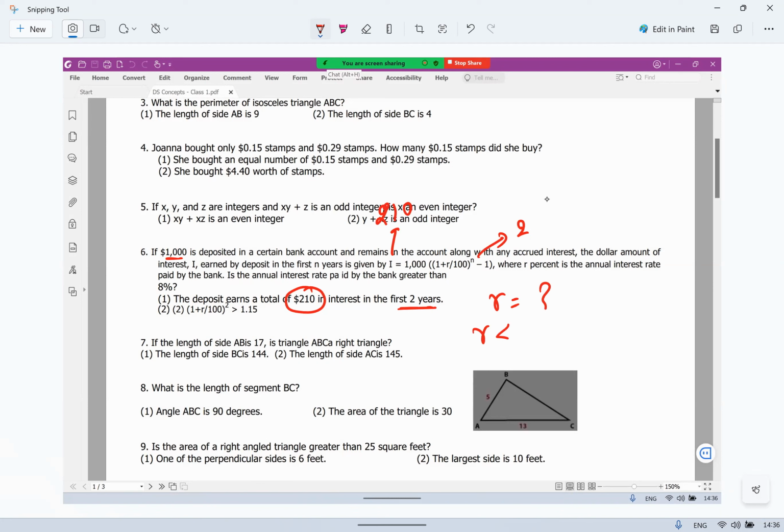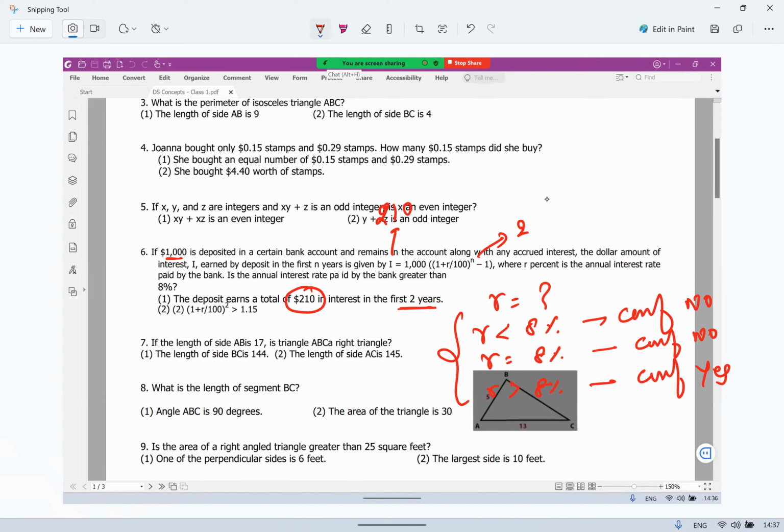Imagine the value of R is less than 8%. You will have a confirm no answer from statement number 1, yes or no. Imagine the value of R is equal to 8%. You will still have a confirm no answer. Imagine the value of R is greater than 8%. You will have a confirm yes answer from here. So irrespective of it, you have the answer.